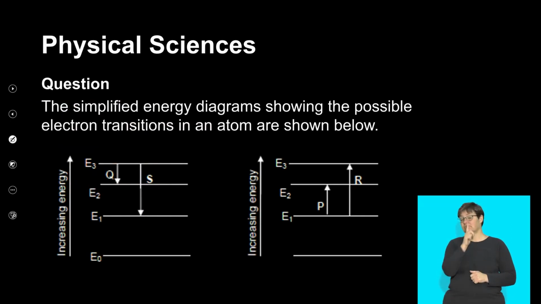Right, so they tell us, the simplified energy diagram shows the possible electron transitions in an atom. So here, that's my zero energy state. Then we've got energy level 1, 2, and 3. The higher the number, the more energy it has. And here they show it going from 3 to 2, and then S is 3 to 1. And in the other diagram, we've got P going from E1 to E2 and R going from E1 to E3.